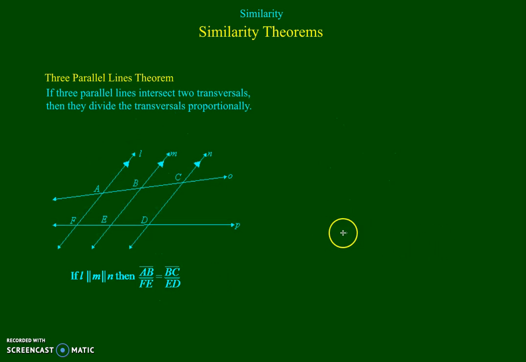This next theorem doesn't relate to triangles, but it is a proportionality theorem, and it's very similar in nature to the ones we've already studied. It's the three parallel lines theorem that says if three parallel lines intersect two transversals, then they divide the transversals proportionally. So if L is parallel to M, which is parallel to N, then AB is to FE as BC is to ED. And again, we can create any number of other proportions, AB to BC, FE to ED, and so on. Let's go ahead and look at a quick example and put this into practice.